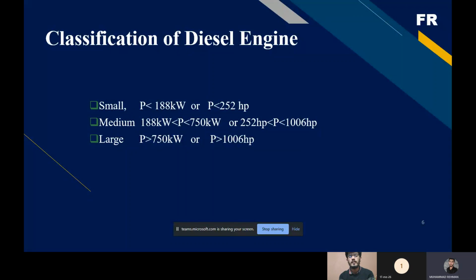Here is the classification of a diesel engine. Basically, this classification is based on the power and size of the engine. There are three types of engines: small, medium, and large. A small engine has power less than 188 kilowatt or 252 horsepower. For a medium engine, the power range is from 188 kilowatt to 750 kilowatt, and for a large engine, the power is greater than 750 kilowatt. These are large engines.